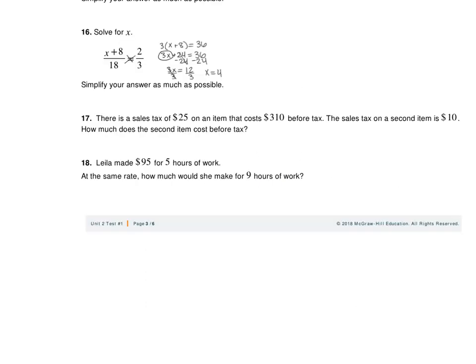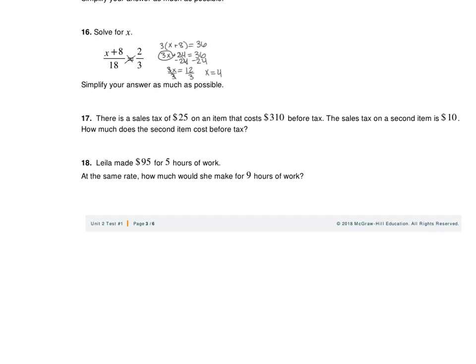Now, down here on 17 and 18, these are proportion problems again. It says, there is a sales tax of $25 on an item that costs $310 before tax. The sales tax on a second item is $10. How much does the second item cost before tax?